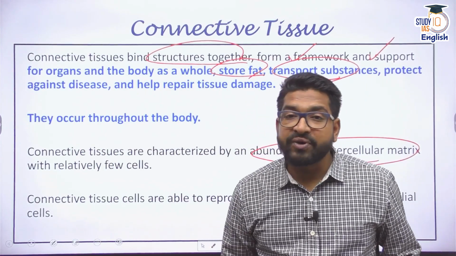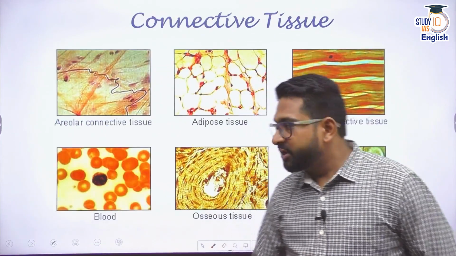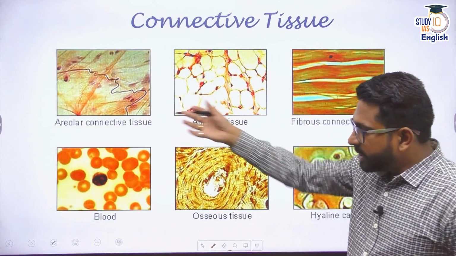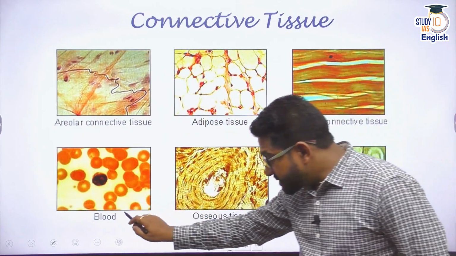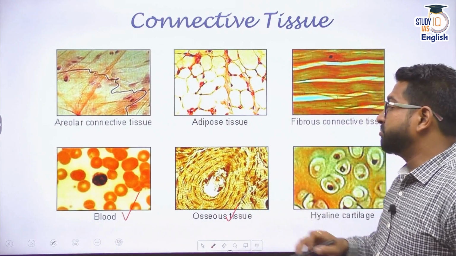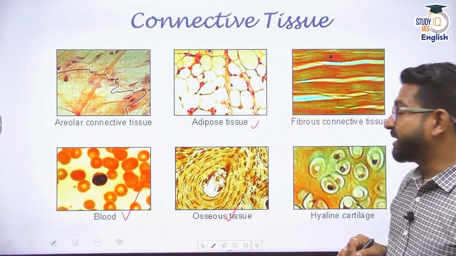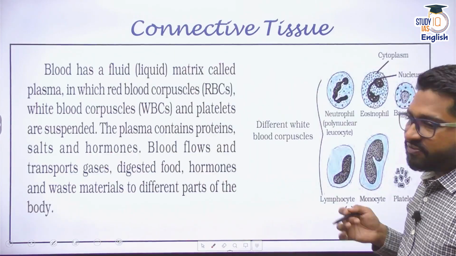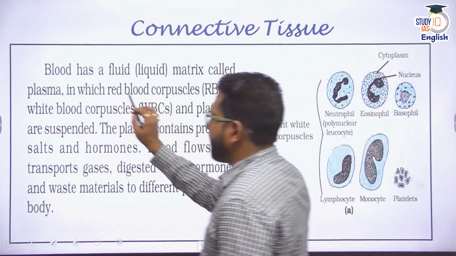Now, what kind of connective tissues do we have in our body? We have different kinds, called areolar connective tissue. Blood is a connective tissue, please remember that. Osseous tissue, that is bone. We have adipose tissue, it has fat. So let's talk about them one by one. First one, connective tissue, blood.